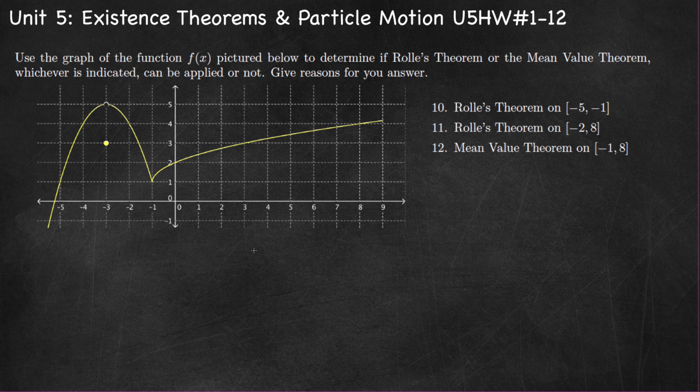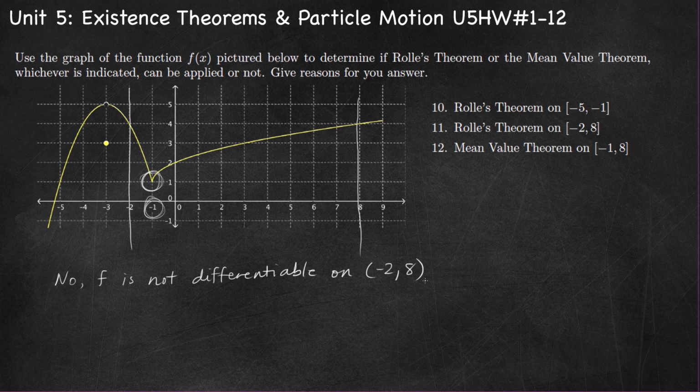Number 11 is Rolle's theorem applicable on the interval from negative 2 to 8. So here's negative 2 to positive 8. Okay, so we have from negative 2 to positive 8, our function is continuous. However, it's not differentiable because of this cusp or corner point right here at negative 1. So no, f is not differentiable on the open interval negative 2 to 8.